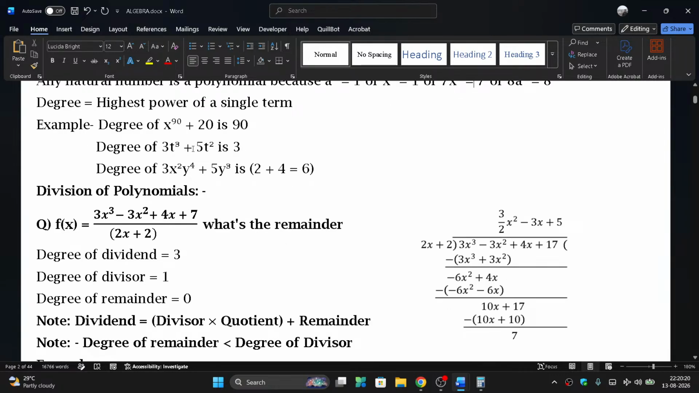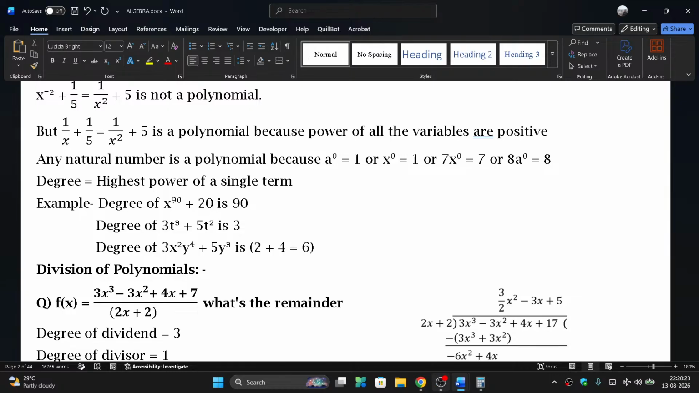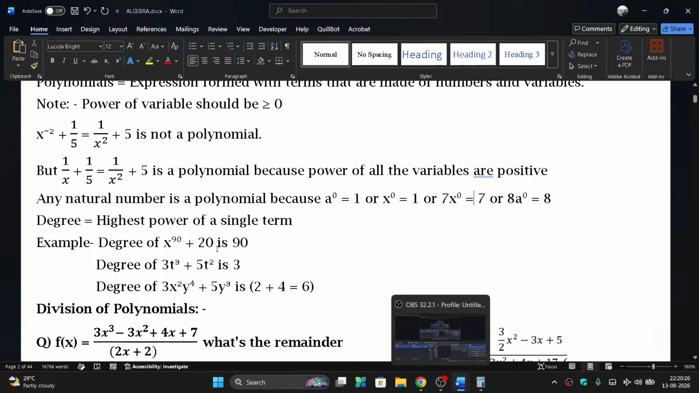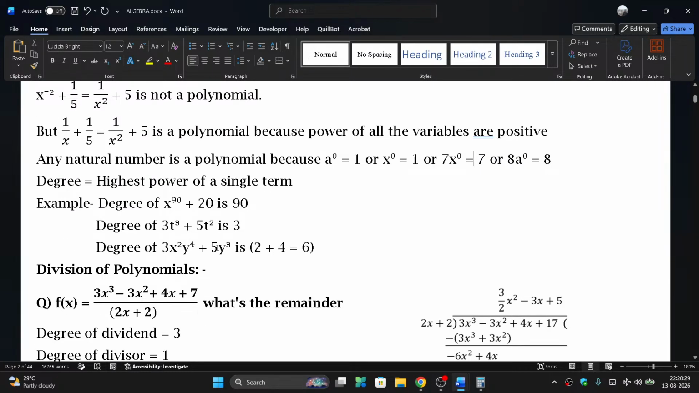And then there is a degree. There is a thing called the degree of an equation or degree of a polynomial. We have to understand that the degree of this polynomial is 90, because the highest power is 90 in this polynomial. Okay, the degree of 3t cube plus 5t square is 3, because the highest power of any variable is 3.